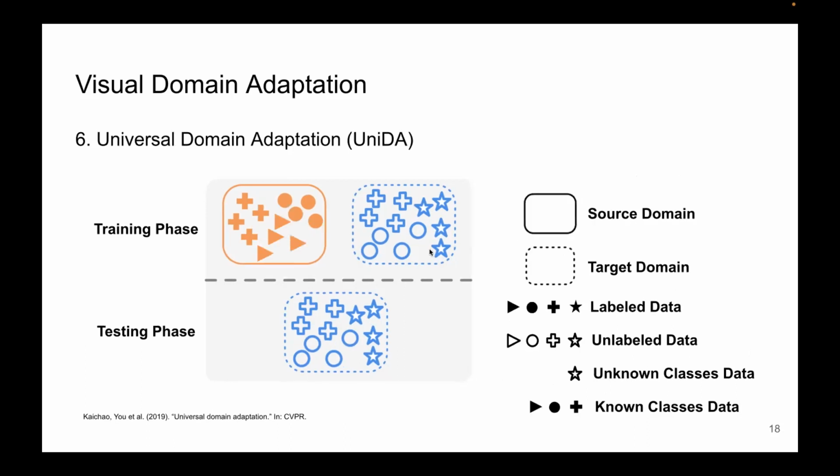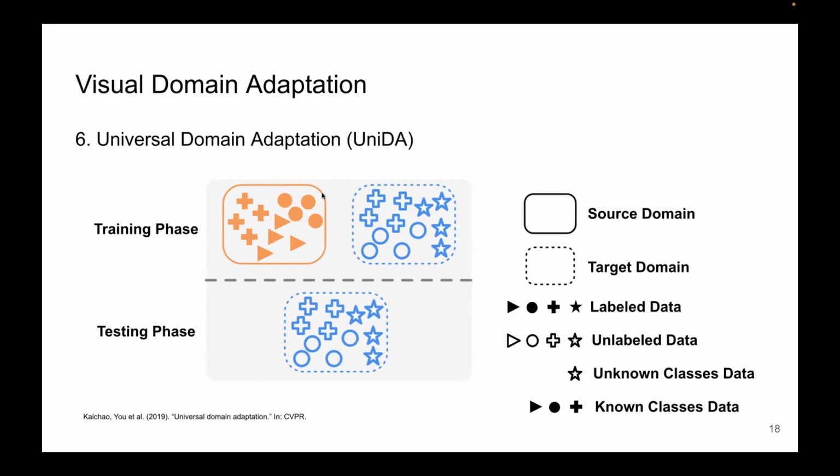And the last one I want to cover here is called universal domain adaptation. This one is kind of a combination of partial domain adaptation and open set domain adaptation. So in terms of terminology, we assume that the source domain and target domain have a shared label space. And meanwhile, each of them has their own label space, or we call it private label space.